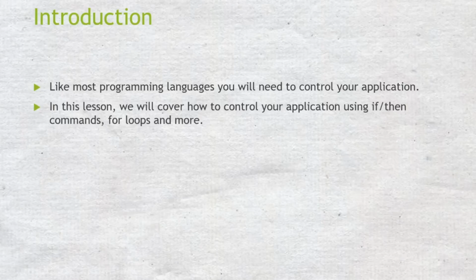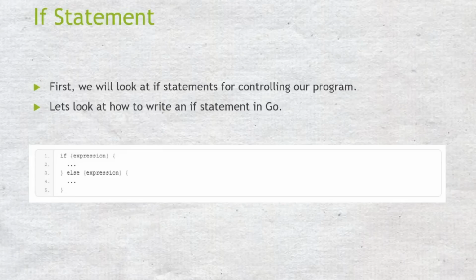Like most programming languages, you'll need to control your application. In this lesson, we will cover how to control your application using if-then commands, for loops, and more. First, we'll start with the if statement. We will look at the if statements for controlling our program. Let's look at how we write an if statement in Go.